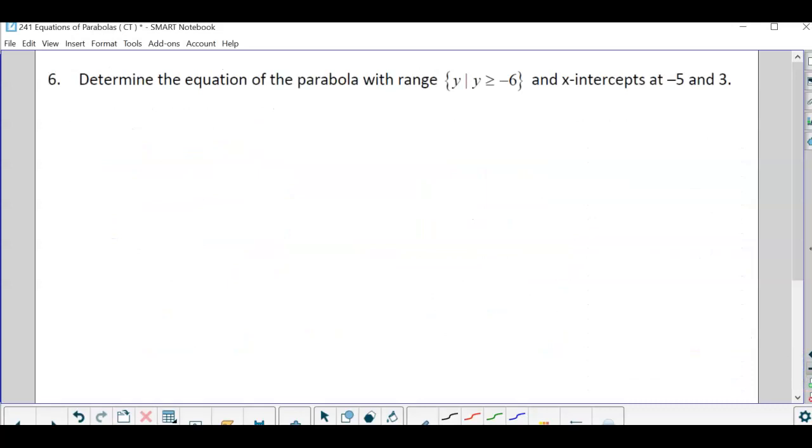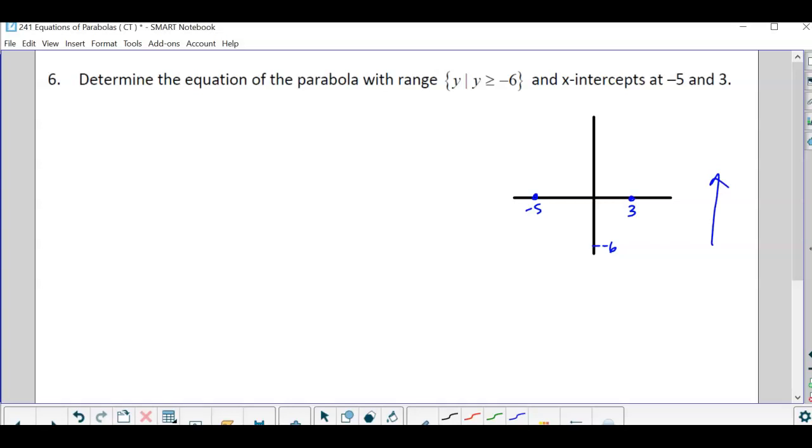Okay, next one, determine the equation of the parabola with range y greater than or equal to negative 6 and x-intercepts of negative 5 and 3. I would actually do a little sketch. So y greater than or equal to negative 6. So let's say negative 6 is here. And x-intercepts of negative 5 and positive 3. Okay. And it's y greater than, so it's going up from there. So that means it has to open up.